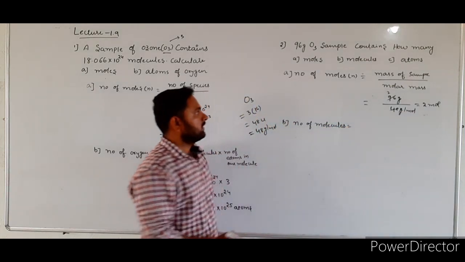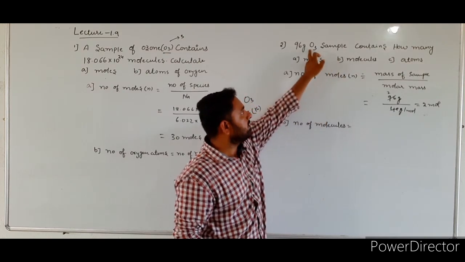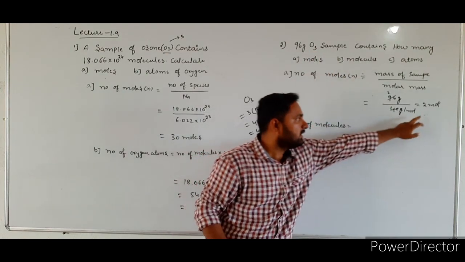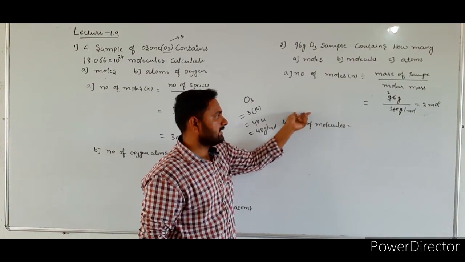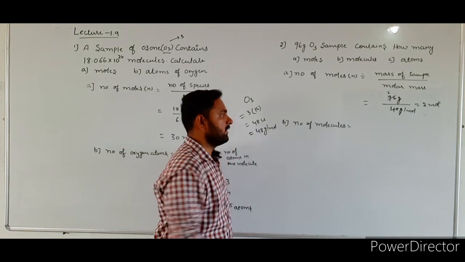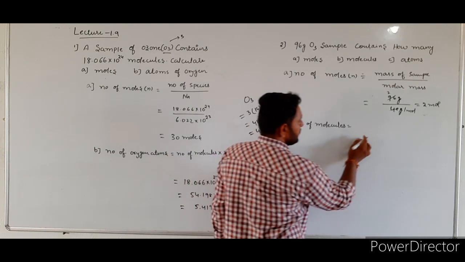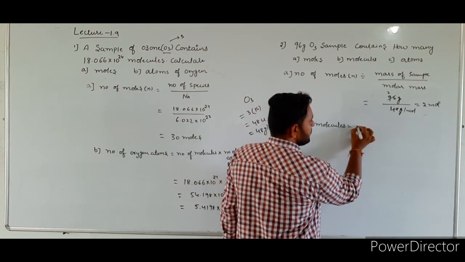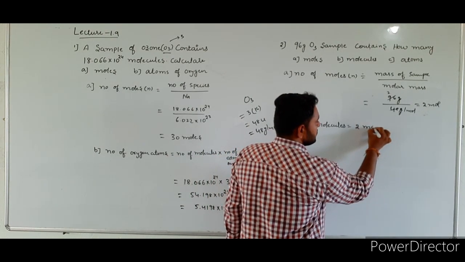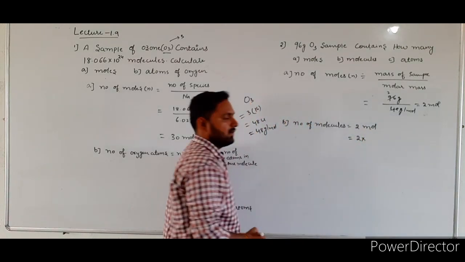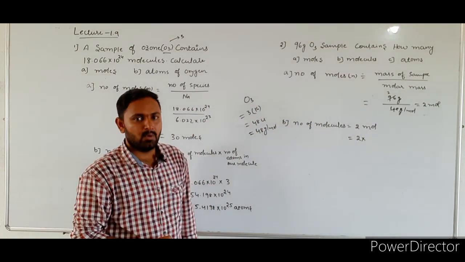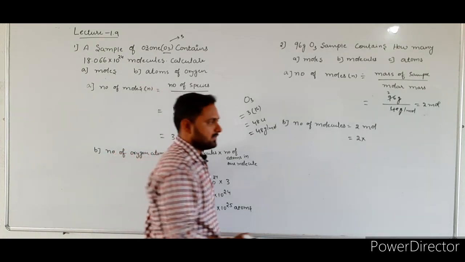See here, how many moles are present in a 96 gram O3 sample? There are 2 moles. Now we can easily calculate the number of molecules. Why? Because the number of molecules is equal to the number of moles times Avogadro's number. How many moles are there? 2 moles. Then 2 into 1 mole is equal to how many molecules?